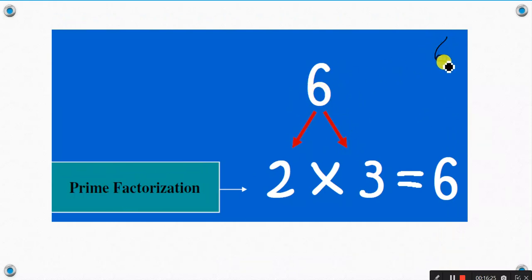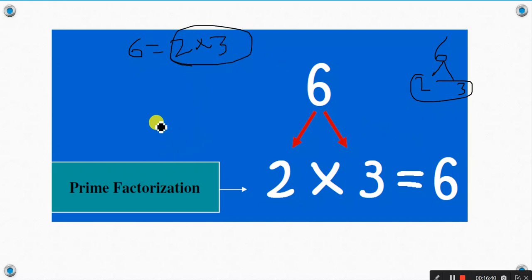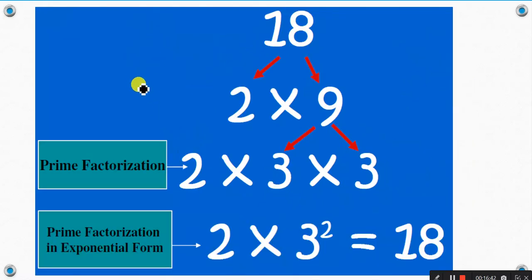Again, let us prime factorize 6. Let us divide 6 by 2. 6 divided by 2 is 3. So we can write the number 6 as 2 times 3. So this is the prime factorization of 6.